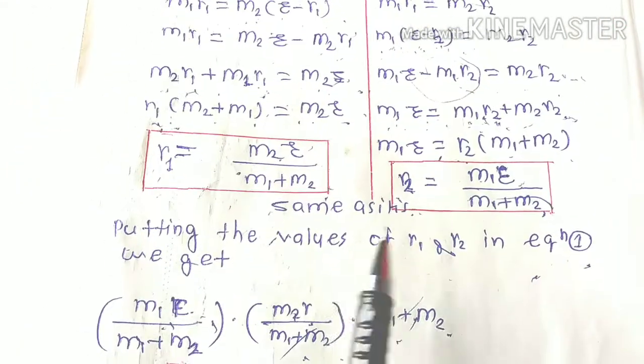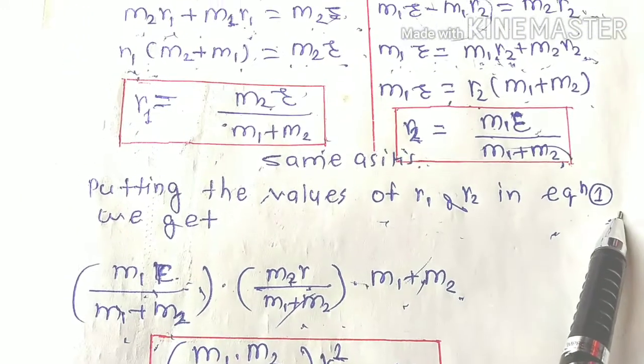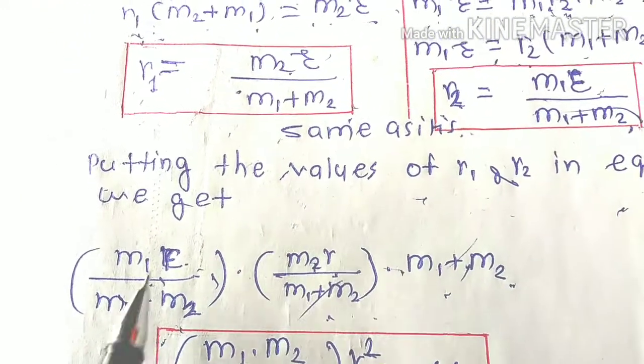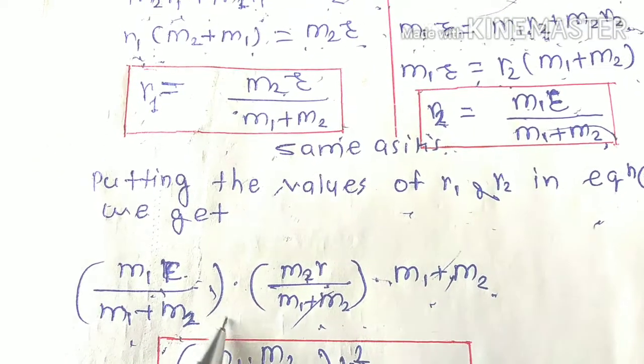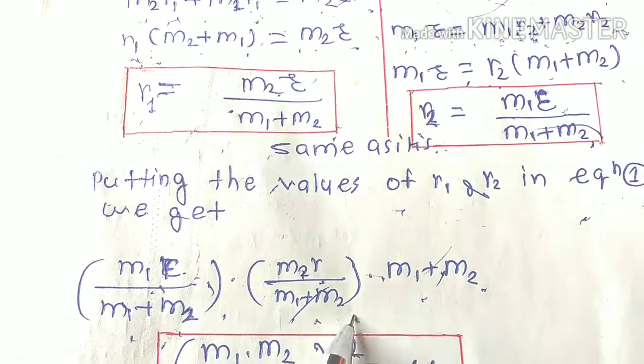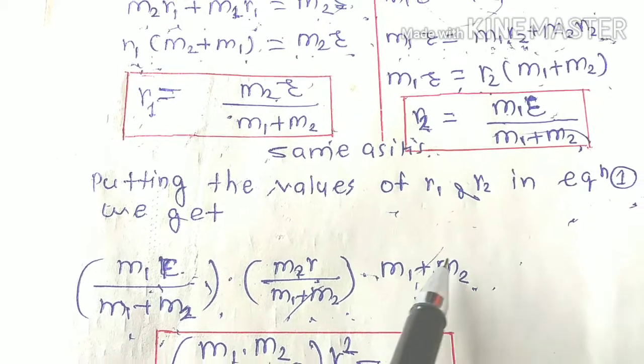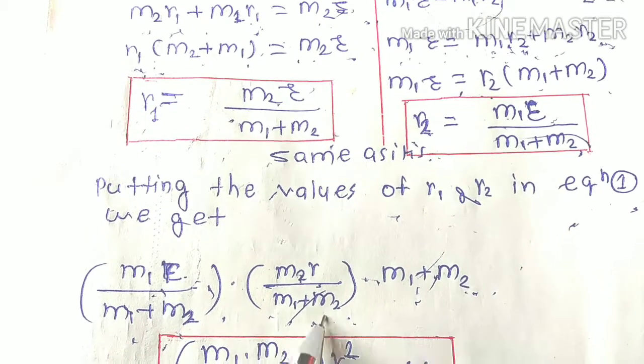Putting the values of r1 and r2 in equation first, we get m1 r by m1 plus m2 into m2 r by m1 plus m2 into m1 plus m2. So here m1 plus m2 cancels out.